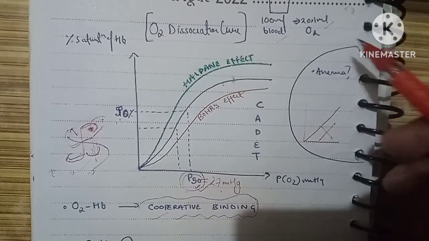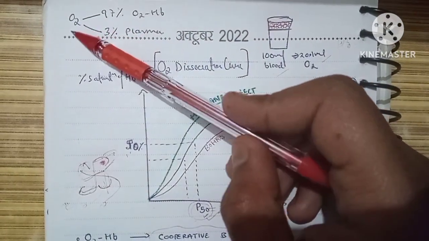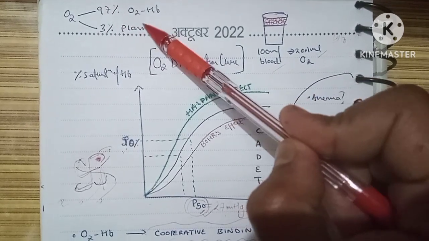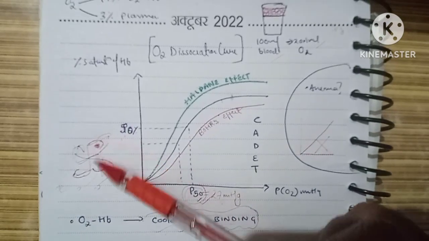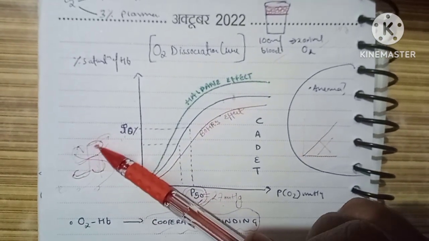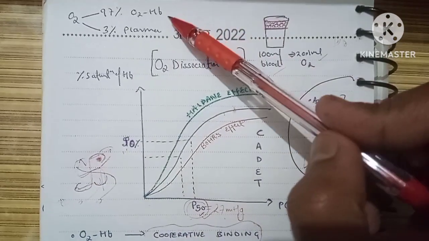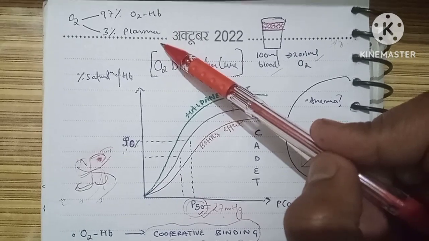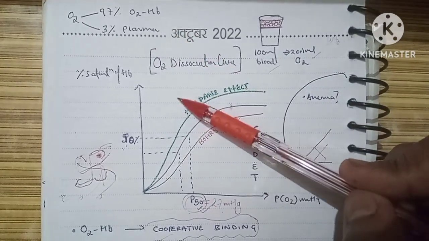Okay. So let's try and understand some basics: 97% of oxygen is carried in our body as oxyhemoglobin. Hemoglobin is a quaternary protein having a tetrameric structure, meaning each hemoglobin molecule can bind to 4 oxygen molecules and carry them in our body. And this is how 97% of oxygen is carried in our body, and the leftover 3% is carried by plasma in the blood.